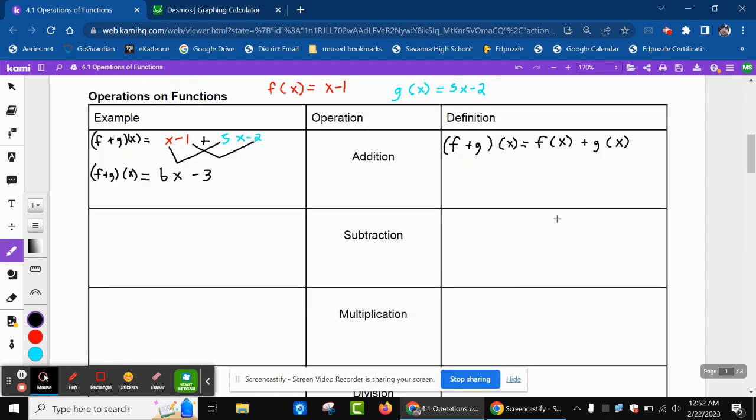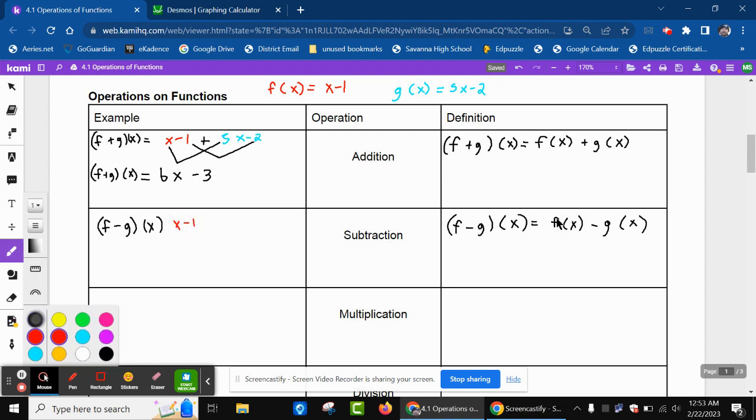All right, well, let's jump and do subtraction. So I'm going to pause it, and then you can write down the definition. All right, so we have f minus g of x will equal f of x minus g of x. So that's pretty much what we're going to take one of our functions and we're going to subtract the other one. So I'm going to put this here and I'm going to put this minus sign right here.